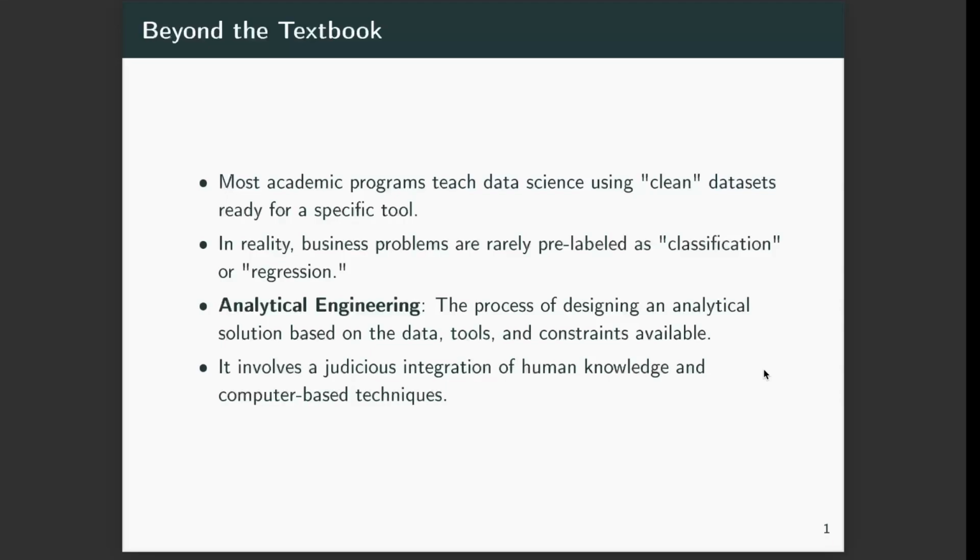That gap between a messy business problem and a clean data science solution is where the concept of analytical engineering comes in. Analytical engineering is the process of designing an analytical solution based on the data, tools, and constraints available. It is a deliberate integration of human knowledge and computer-based techniques. It is engineering because it involves design choices, trade-offs, and constraints. It is analytical because it is grounded in data and mathematics. And together, these words describe exactly what a skilled data scientist does every day on the job. Keep this framing in mind throughout today's lecture. Every technique we cover today is a tool, and part of your job as an analytical engineer is to recognize when each tool is appropriate.